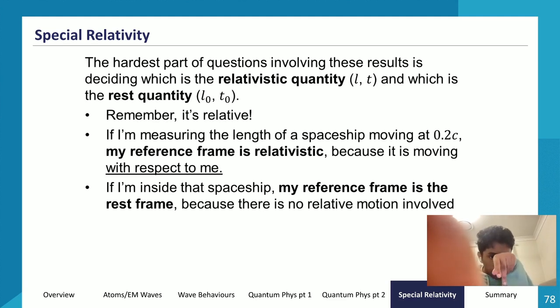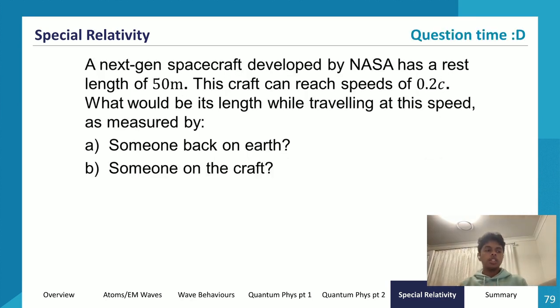So if I'm measuring the length of the spaceship at 0.2 c, then my frame of reference is relativistic because it is moving with respect to me. If I'm inside the spaceship, my reference frame is the rest frame because there's no relative motion involved. So if I'm inside the spaceship or inside the cube, whatever I measure is the rest frame, or L naught basically. And if I'm outside the spaceship, whatever I measure is the measured length. So let's do a question now. This is quite important in terms of understanding what's happening.